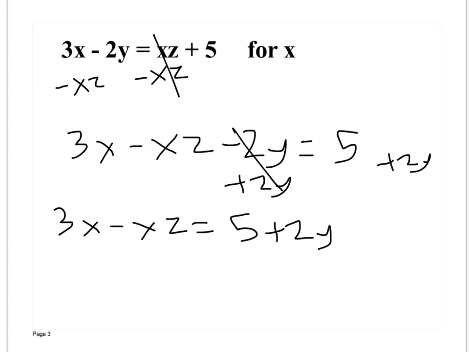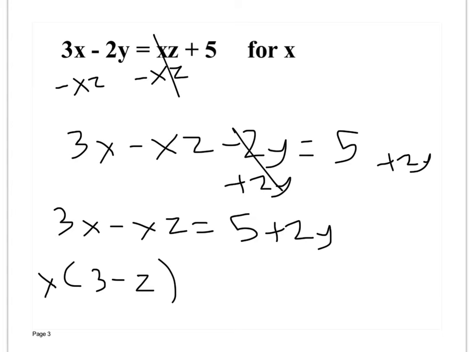Now, I want to get x by itself, but we have 3x and we have xz. They're not like terms, so I can't subtract them or add them. But what I can do is undistribute x. I can factor out x, because x is a factor in both of them. So I put x out here, and inside parentheses I put what's left. We have 3x, I took x out, what's left? 3. I have that minus sign, I took x out of xz, what's left? Z. Okay, so it looks just like this.